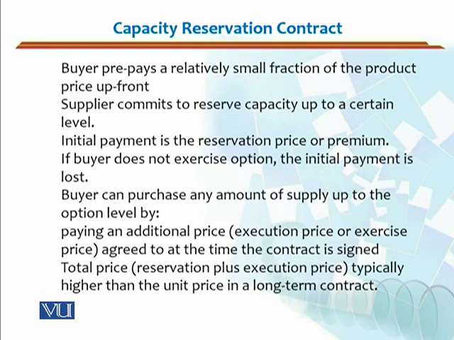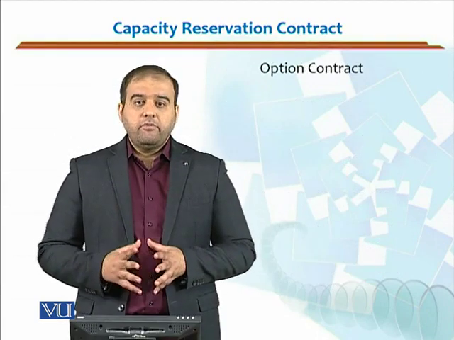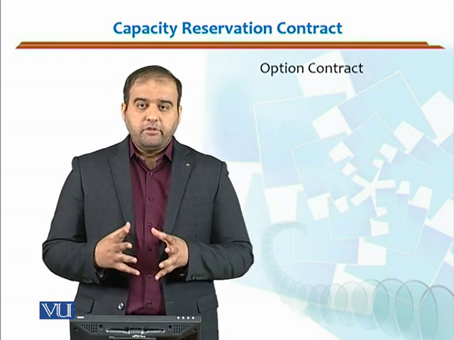This is the actual price of that unit, agreed at the time the contract is signed. So the total price would be the reservation price plus the execution price, typically higher than the unit price in a long-term contract. It is actually higher than a long-term contract. Sometimes capacity reservation contracts are called non-strategic contracts because time and again the total price could change in this contract. There is another name for the capacity reservation contract or advance purchase contract, that is option contracts.